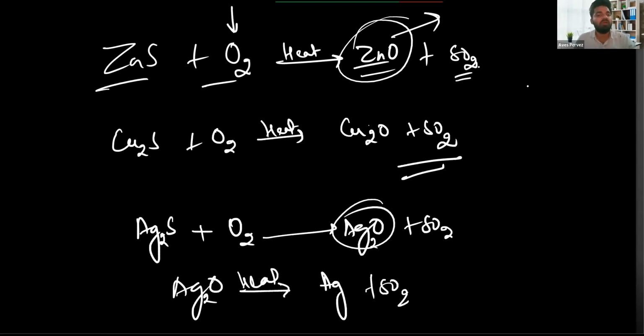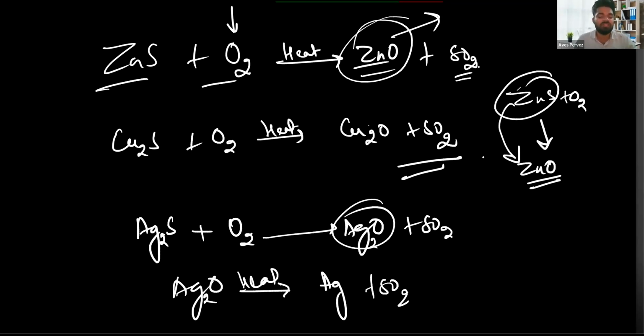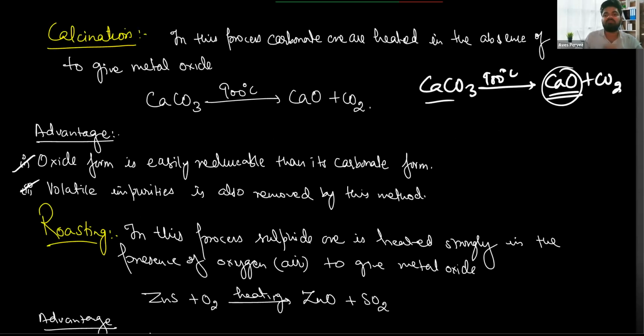So what is roasting? Roasting is simple. When we heat a sulfide ore in the presence of oxygen, it gives metal oxide. And what are the advantages? Sulfide ore is converted into oxide form, which is easily reducible. And the next one is that volatile impurities can easily be removed. Understood? Yes, sir. So please note it down: roasting, calcination, and their advantages.